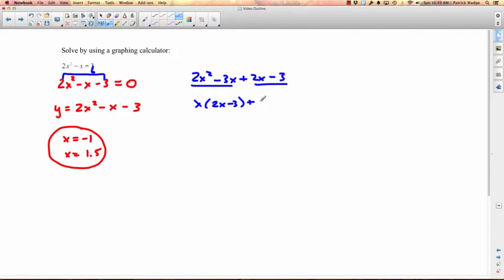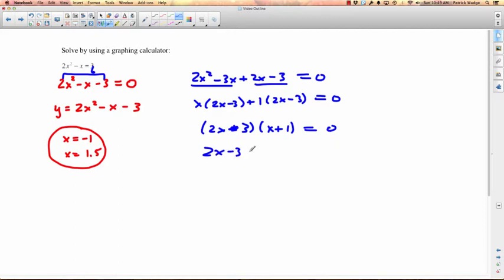Take out a greatest common factor, which is just 1. And you still have 2x minus 3. 2x minus 3 is in both of them. So 2x minus 3, and then x plus 1. And you know what I've forgotten to put in both these? This equals 0 and this equals 0, so this still equals 0. So either 2x minus 3 equals 0 or x plus 1 equals 0.